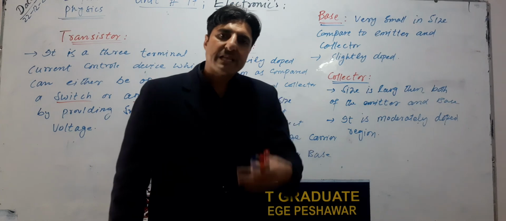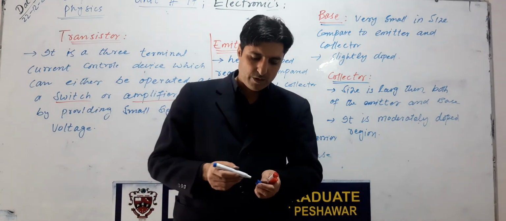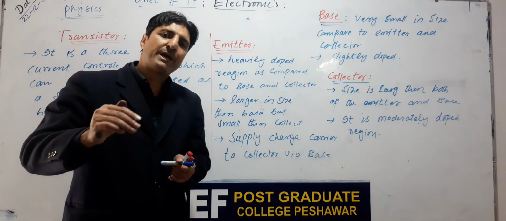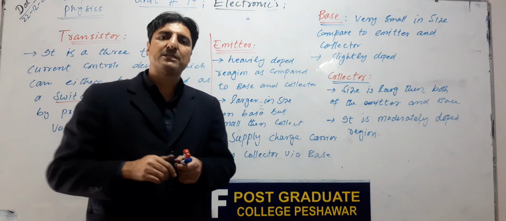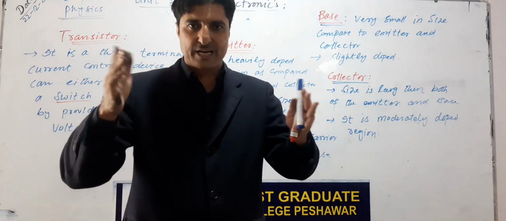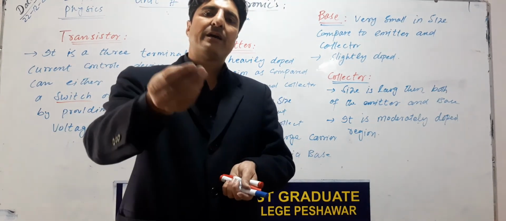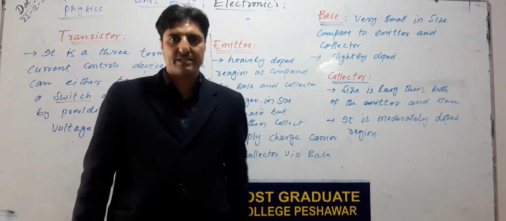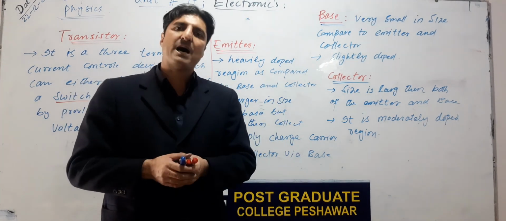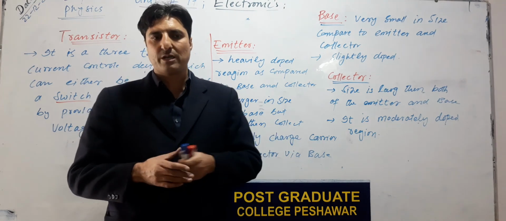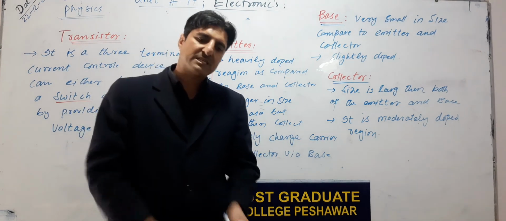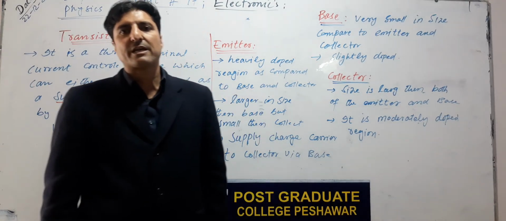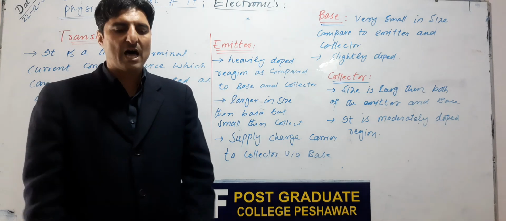Now, why is it large in size? As I told you before, in the collector the charges emitted by the emitter pass through the base, and in the collector all the charges recombine and heat is produced in this case. So there is a chance of burning the transistor. If the collector is small in size compared to the emitter, then there is a chance of burning the transistor. So that is why the collector is kept large in size.